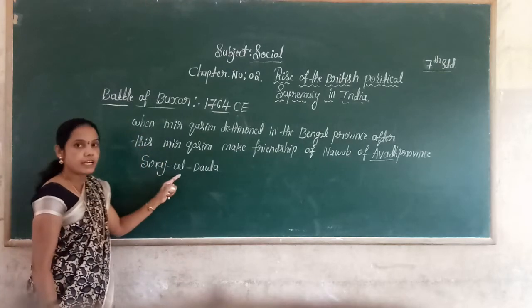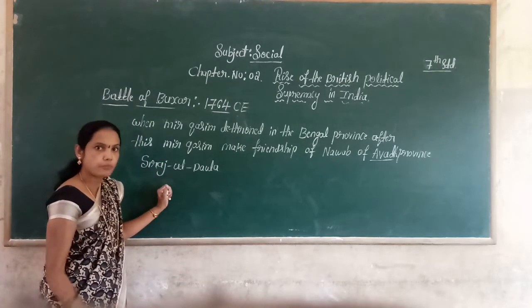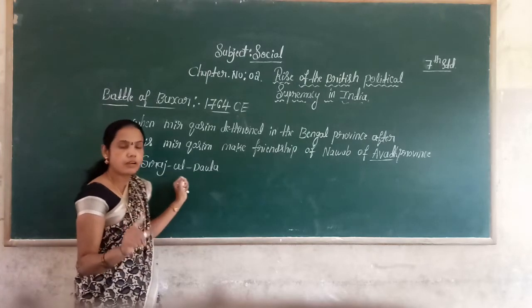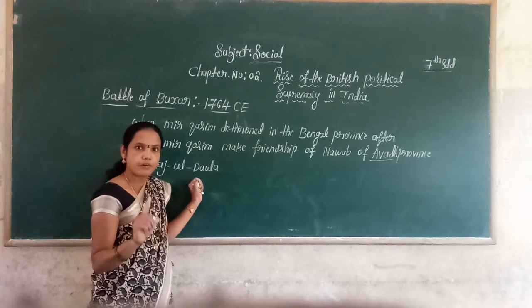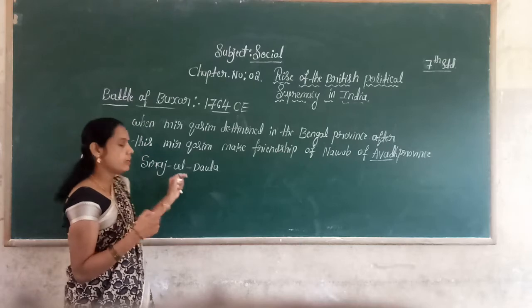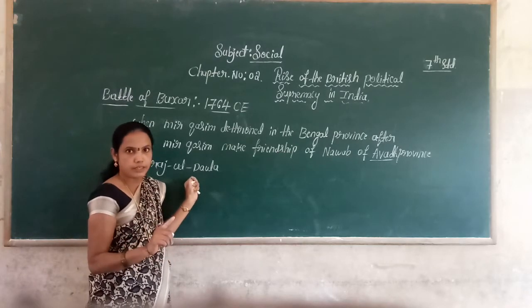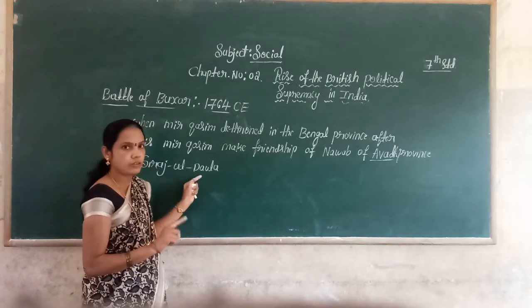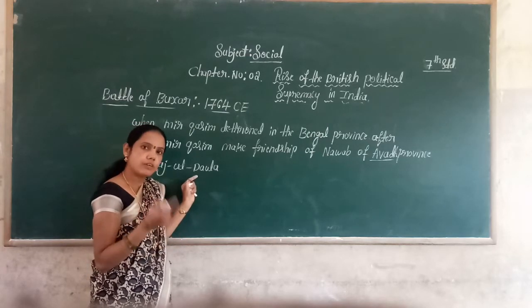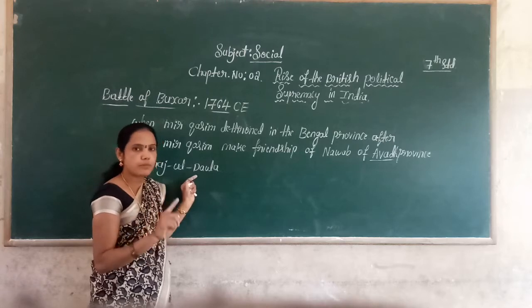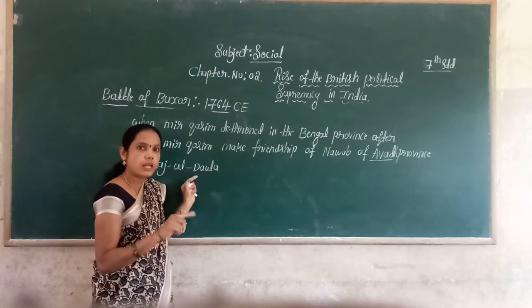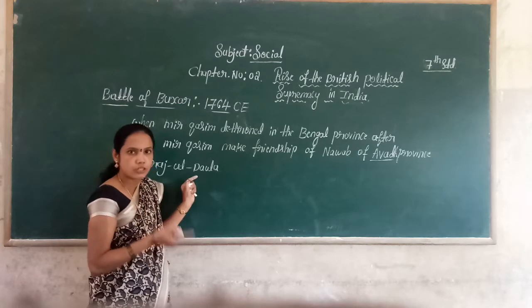Siraj-ud-Daulah. You already remember Siraj-ud-Daulah. Before the Battle of Plassey, Siraj-ud-Daulah became the Nawab of the Bengal province. After the Battle of Plassey, Siraj-ud-Daulah was defeated. Understand? After Siraj-ud-Daulah, Mir Jaffar became the Nawab of Bengal. After Mir Jaffar, Mir Qasim became the Nawab of Bengal. Again, Mir Qasim was dethroned and Mir Jaffar came to power again.